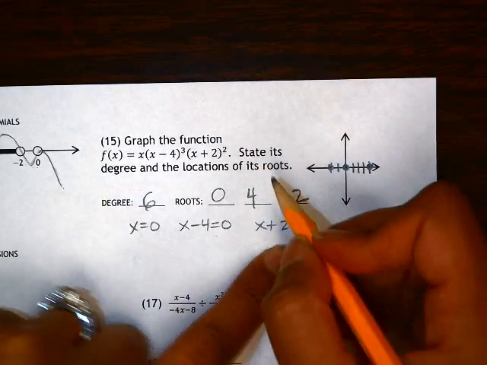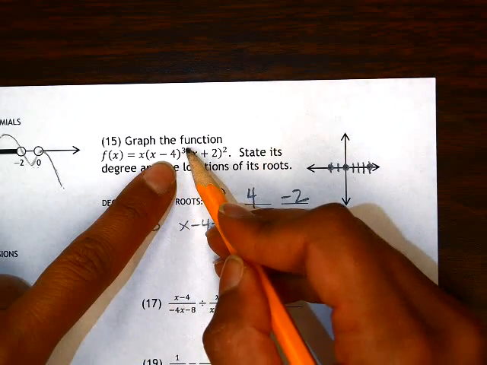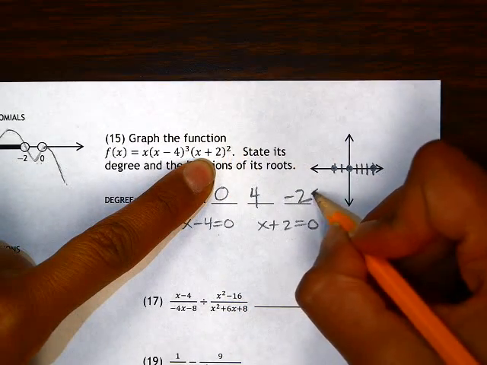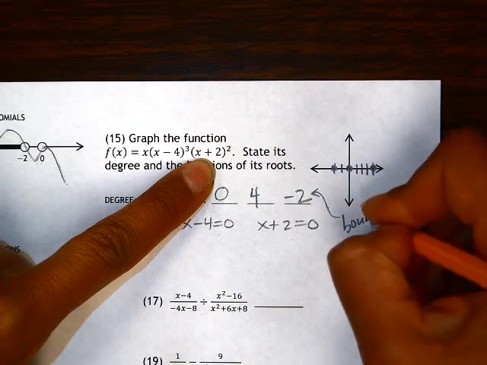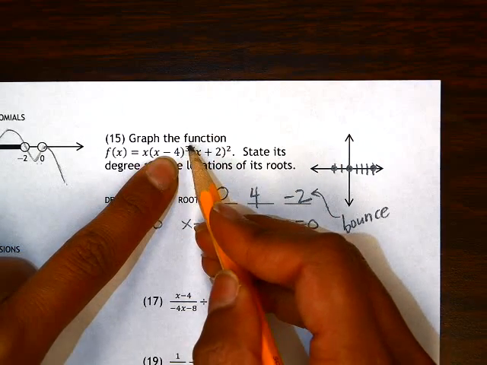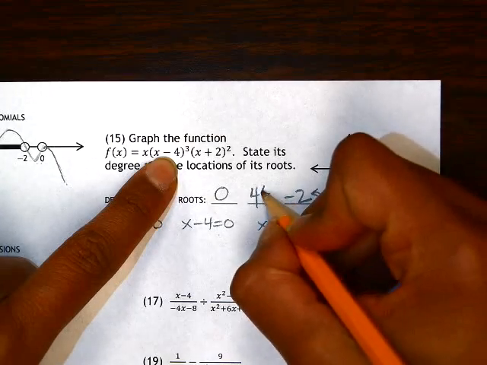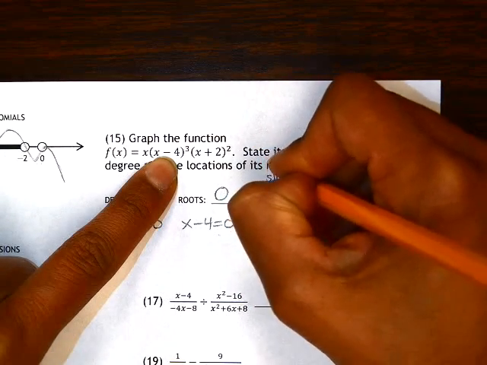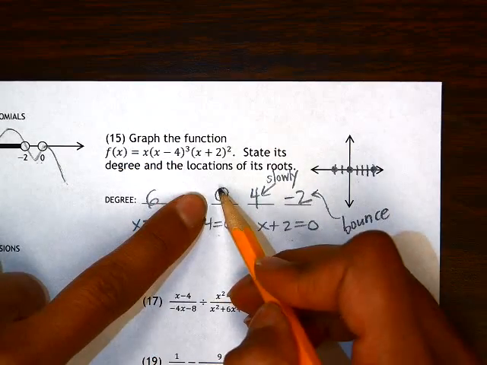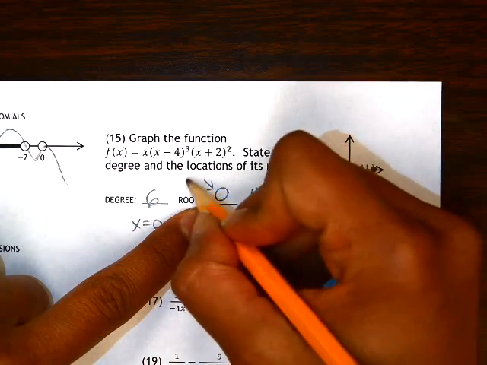And we also can note here that we're going to have a bounce at -2. So I'm going to just make a note of that here. And we're also going to go through slowly at x equals 4. So I'm going to just make a note here that we'll go through slowly at x equals 4. At x equals 0, it's just going to go through.